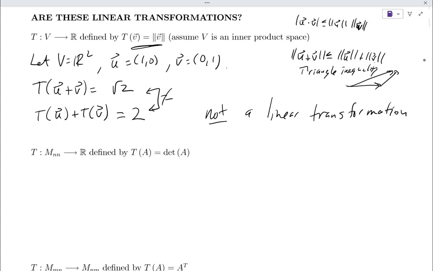Same idea here. Do determinants break up over sums? Or said another way, do scalars just pull directly out of determinants? No. So would we anticipate this being a linear transformation from the set of matrices to R? No. Again, let's pick a specific example.